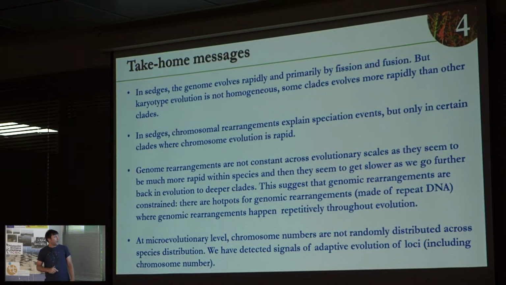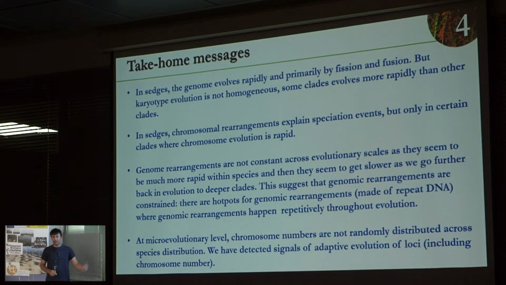We also can conclude that there is not a linear relationship between evolutionary time and the number of fissions and fusions. We get this flat relationship, and we hypothesize that there are hotspots for fission and fusion that are high density repeat DNA areas. And the same fission and fusion events may happen in parallel in different branches of the phylogeny.